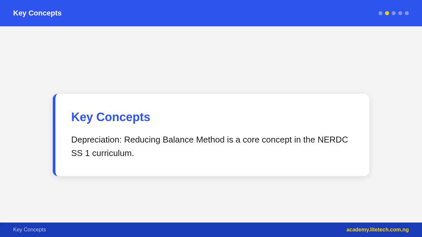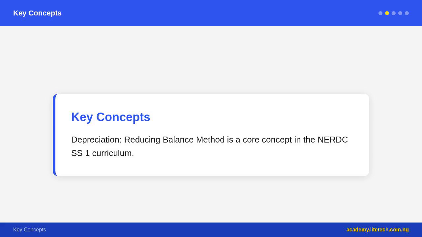Accounting entries, same as straight line method. Debit, depreciation account, P&L, expense. Credit, provision for depreciation account, balance sheet, accumulated depreciation.